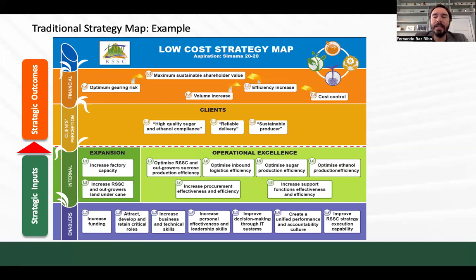And basically, this is the strategy map that we built when they had a low-cost strategy. This company used to have a protected quota in the European Union, where the price of sugar was basically double the international prices. Unfortunately for them, this protection in the European Union disappeared, so they were not going to be selling the sugar at the same price.